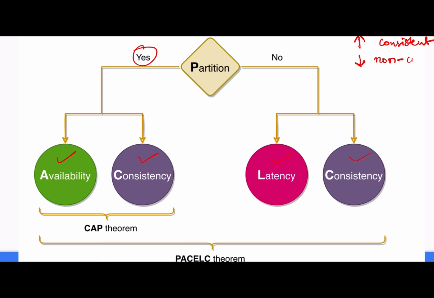So this was all about the CAP theorem, and how it explains the trade-offs when building a distributed database.